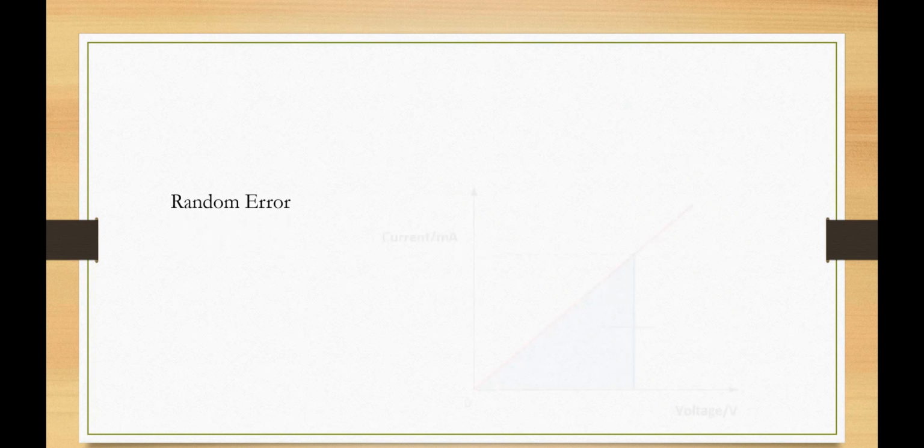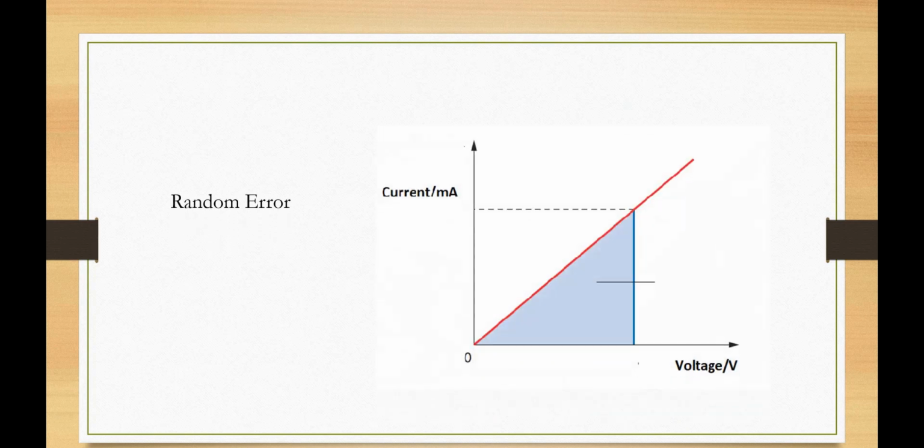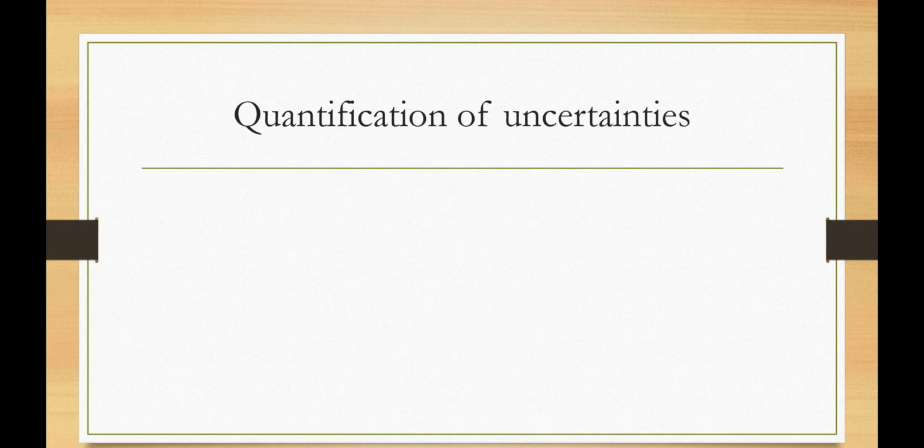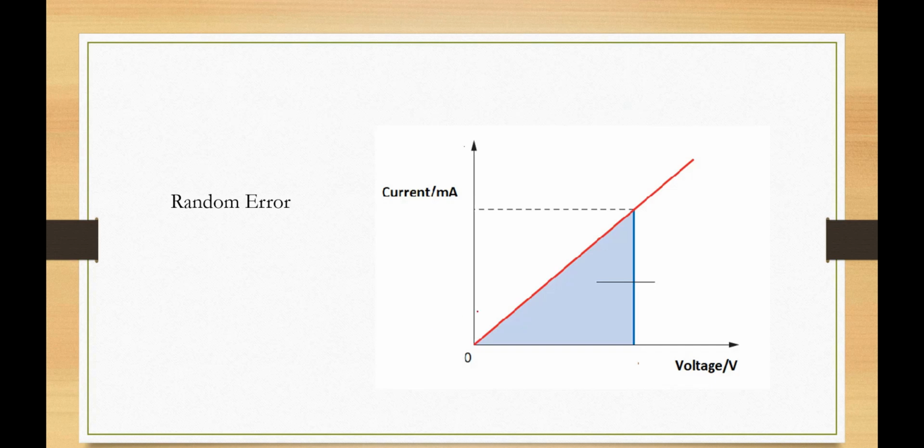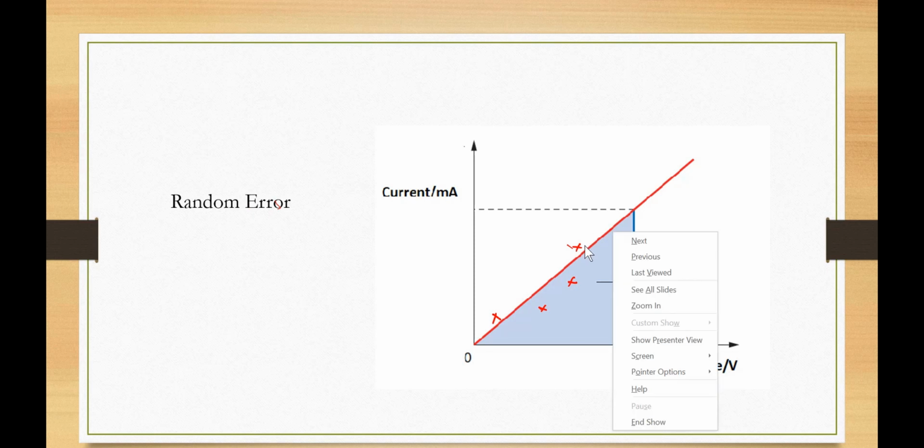If the data points are scattered around the expected line, like this, instead of falling on the line, then the error is random.